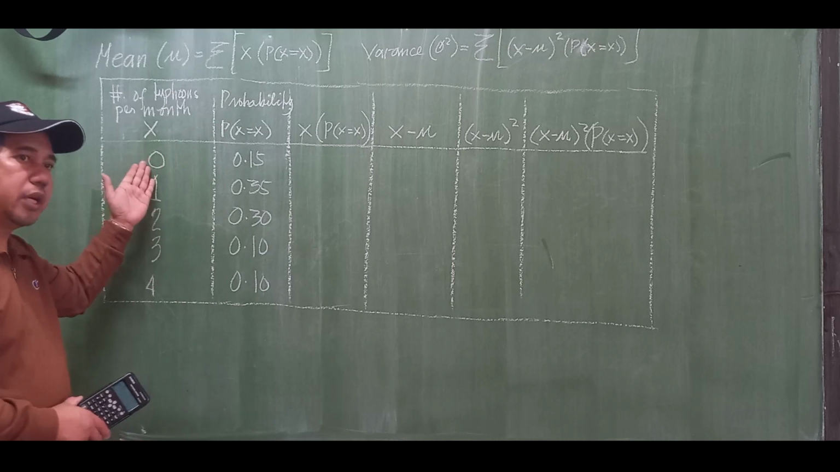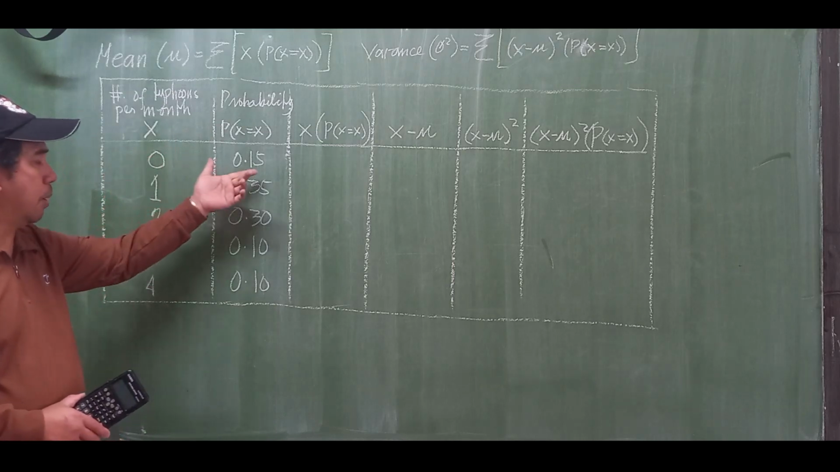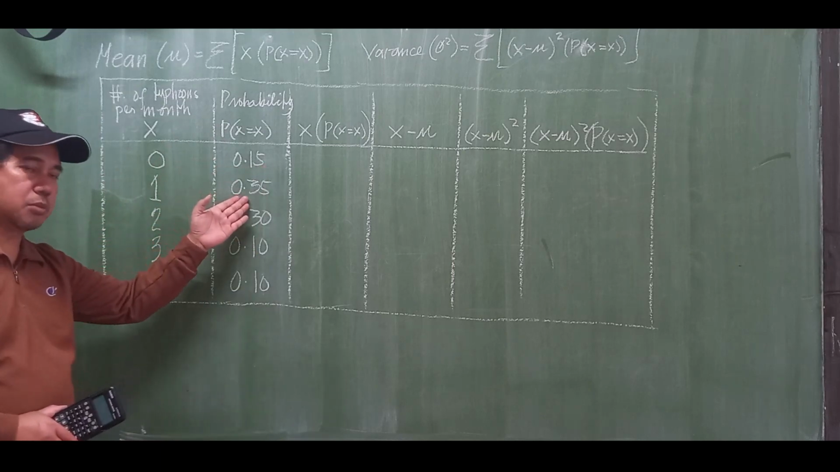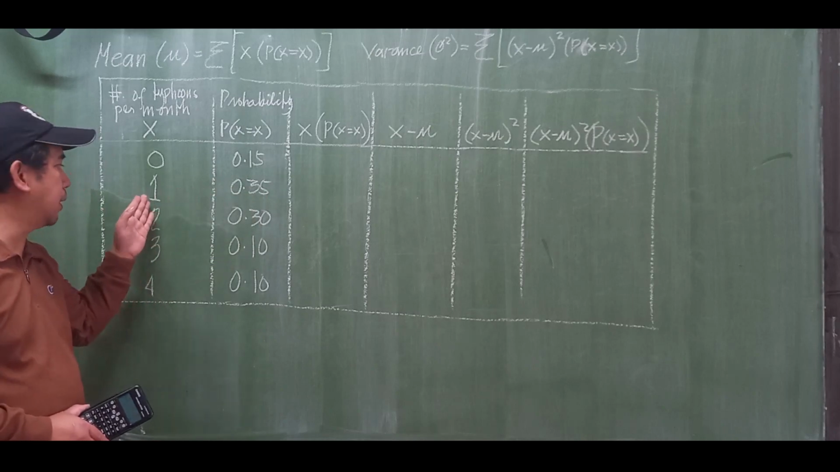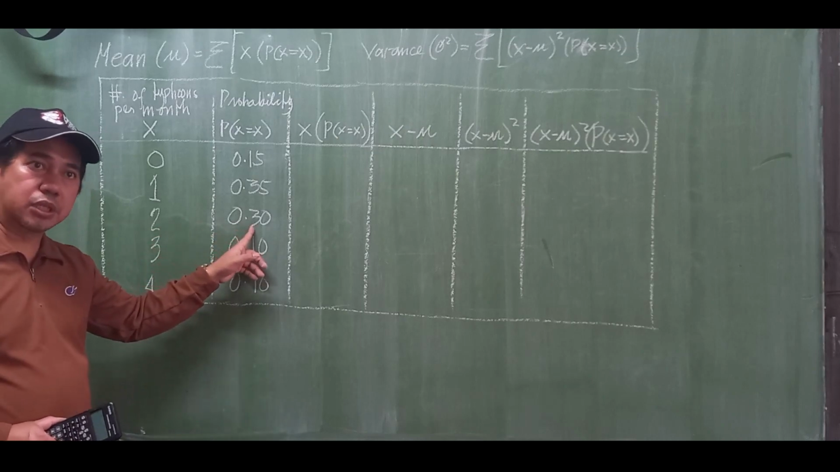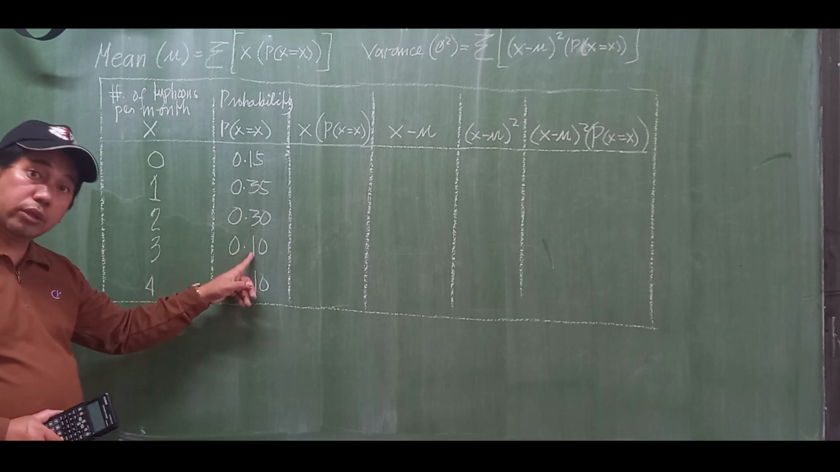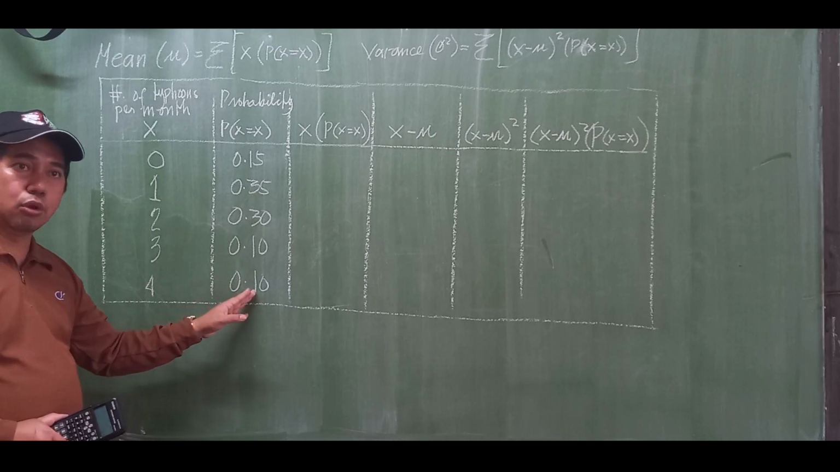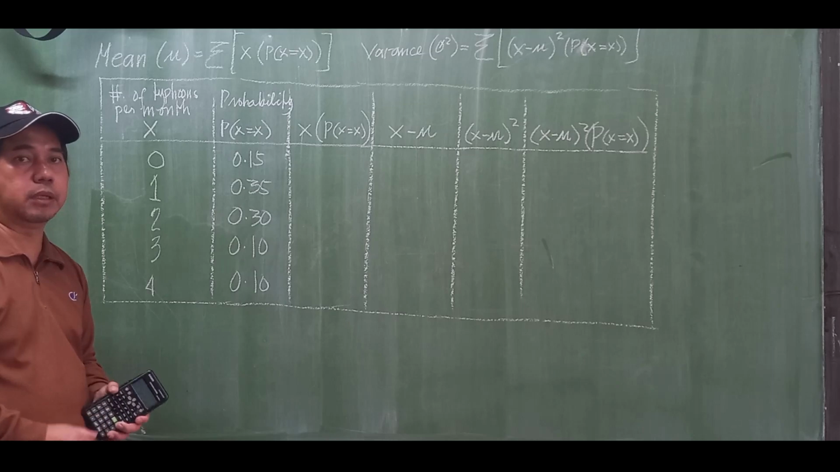So when there is zero typhoon in a month, the probability is 0.15 or 15%. That is followed by 0.35 or 35% when we have one typhoon in a month. If we have 2 typhoons in a month, the probability is 30%. If we have 3 typhoons in a month, the probability is only 10%. And 4 typhoons in a month, the probability is also 10%. It is, of course, a lesser probability.